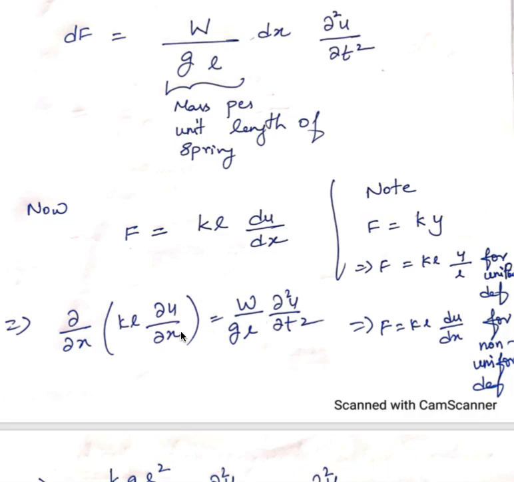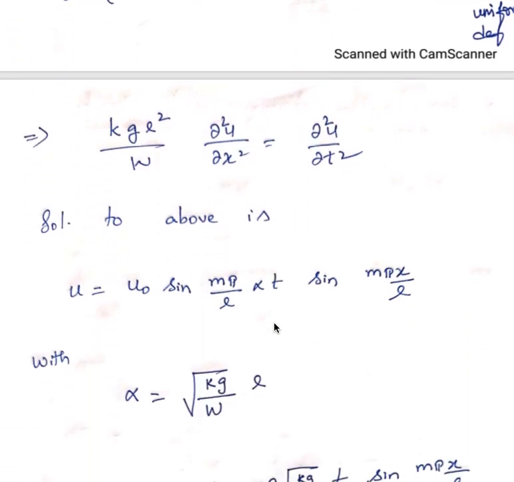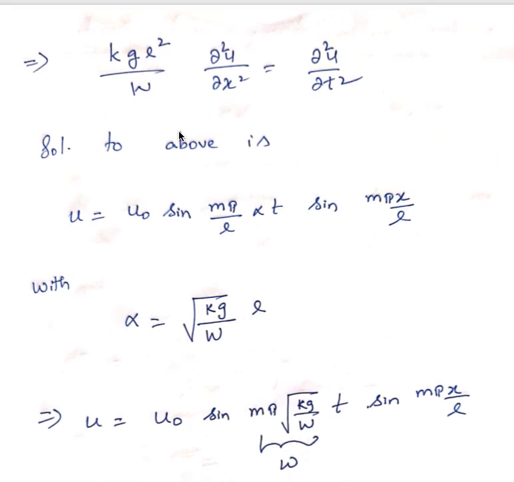Based on the free body diagram, now we can write down the momentum balance equation as d by dx of dF, which is KL into du by dx, equal to W by GL into d square u by dt square. Now, rewriting this relation, we get this, assuming that k does not change with length. So this is for a spring with uniform pitch.